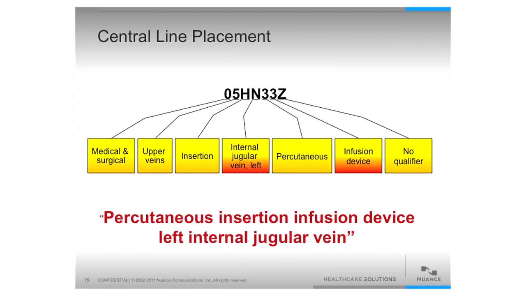Even something as simple as a central line. Now this one's quite annoying to me. I doubt your hospital's really going to be coding it, but here's how the code would get built. This would be the ideal language. It's a percutaneous insertion of what? An infusion device. That's what an IV is, into the left internal jugular vein. Now, even if you're not going to get all caught up in the other language there, be very specific about what vessels you put things in, because that does need to get tracked.